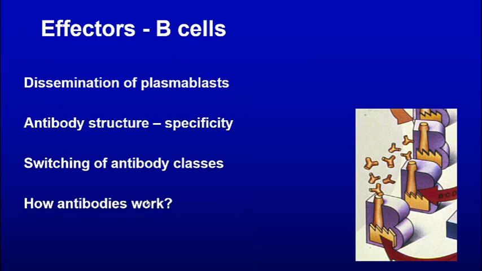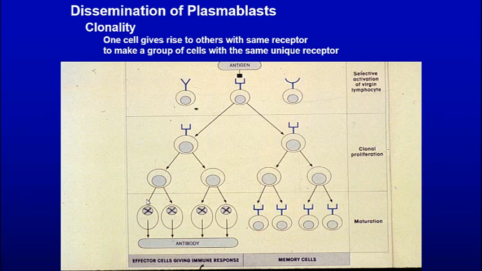Then the effector cells, the B cells: dissemination of plasmablasts, antibody structures we see, and switching of antibody class, which we're going to see in the next couple of slides. Clonality: whatever antigen that cell responds to, the surface receptors are unique to that cell, and whenever that cell starts to make something else, it's going to make a lot more plasma cells, just like the one making the same antibody, monoclonal antibodies.